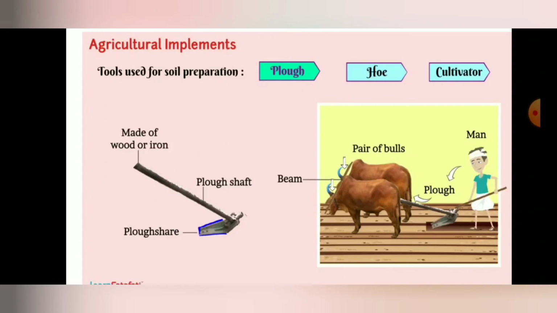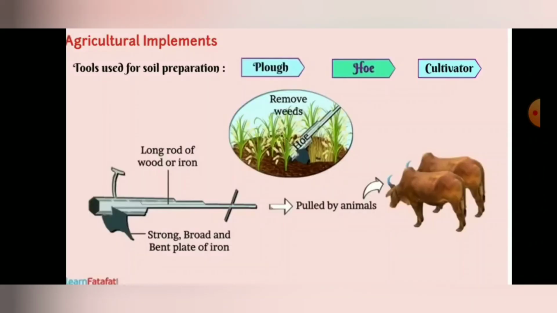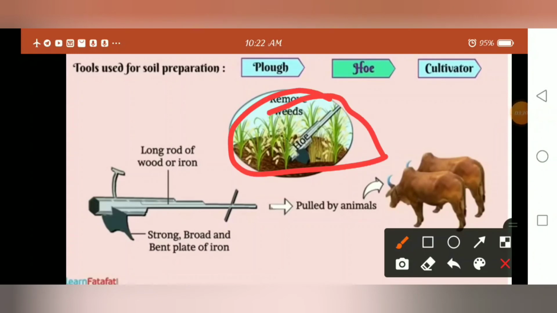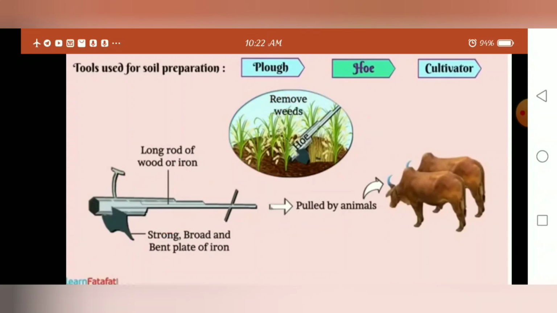Okay, so let's move to the next implement, that is the hoe. What is that? How does it look? It is a simple tool which is used for removing the weeds and also for loosening the soil. It is a very simple instrument.